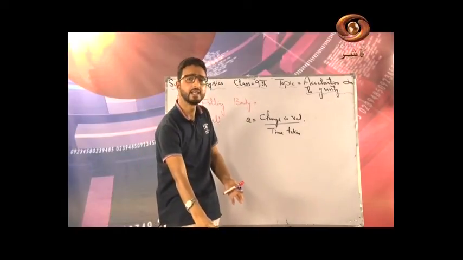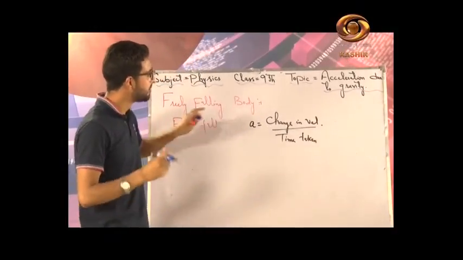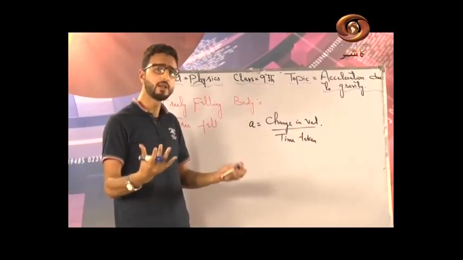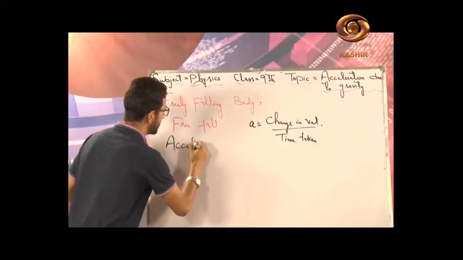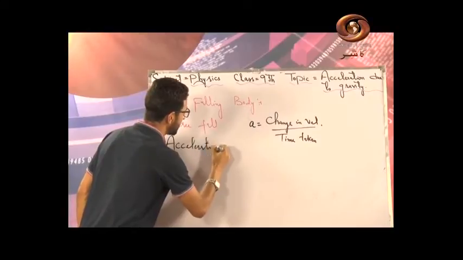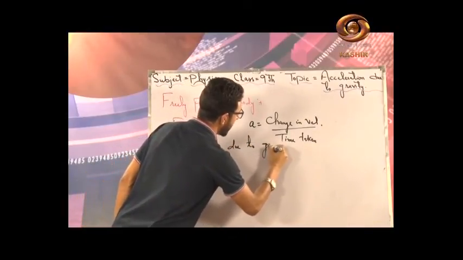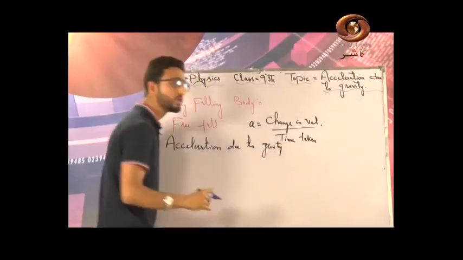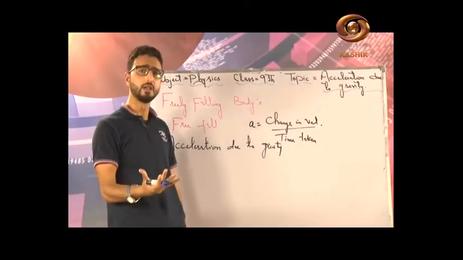Since it is accelerating under the effect of gravity alone, the acceleration produced in this freely falling body is called the acceleration due to gravity. So what do you mean by acceleration due to gravity? Simply, it is the acceleration produced in a freely falling body under the effect of gravity alone, right?